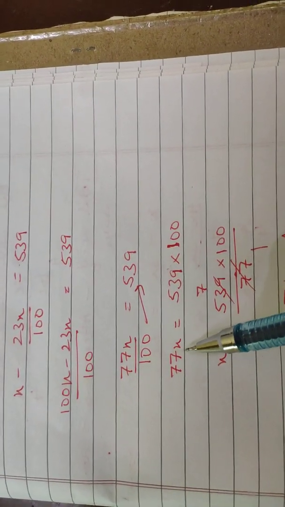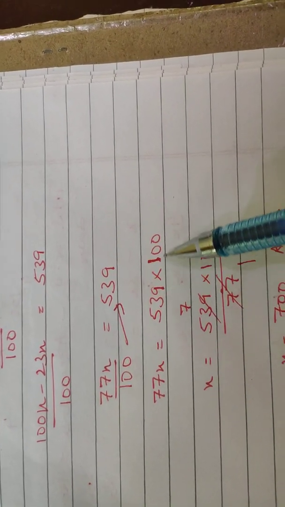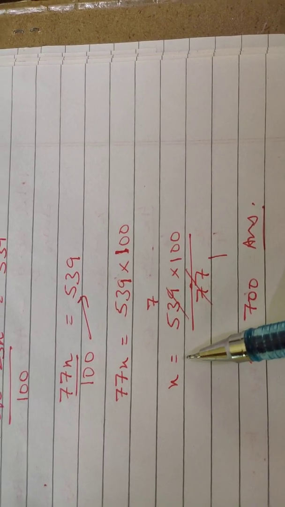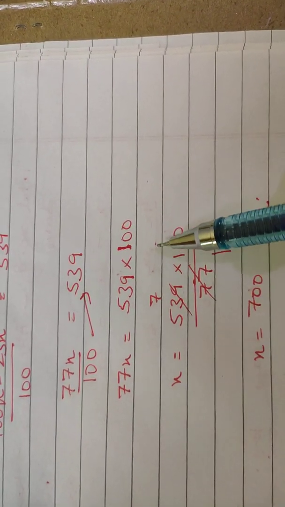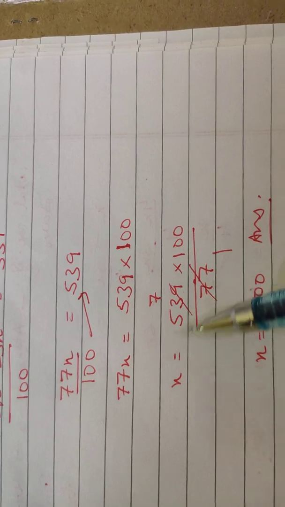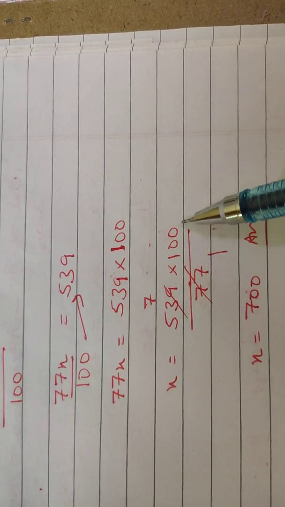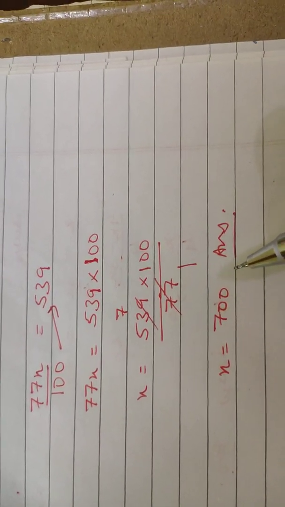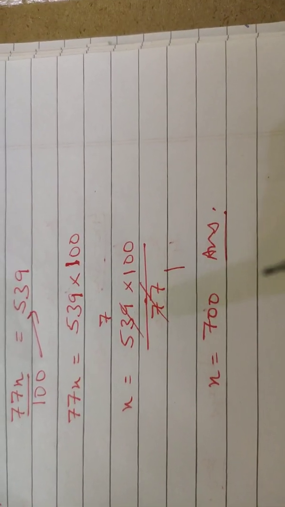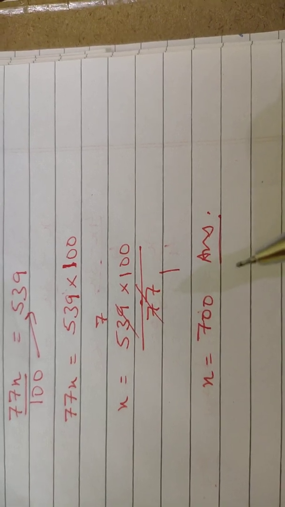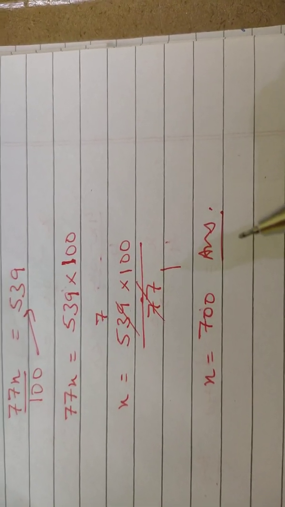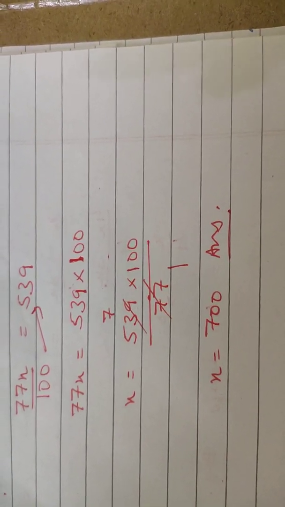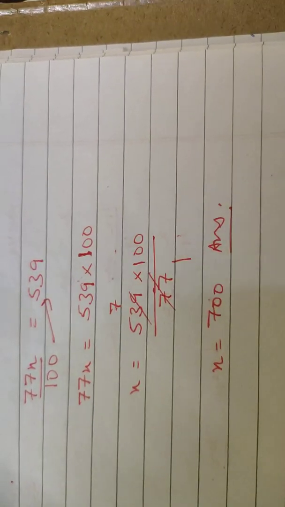Then on cross multiplying, this will be 77x is equal to 539 into 100. And then finally, the value of x, on bringing this 77 into the denominator, will be x equal to 539 into 100 upon 77. On cancelling, you will get the result as x is equal to 700. That means the original number was 700, and when that number was decreased by 23%, it became 539. So 700 will be the original number.